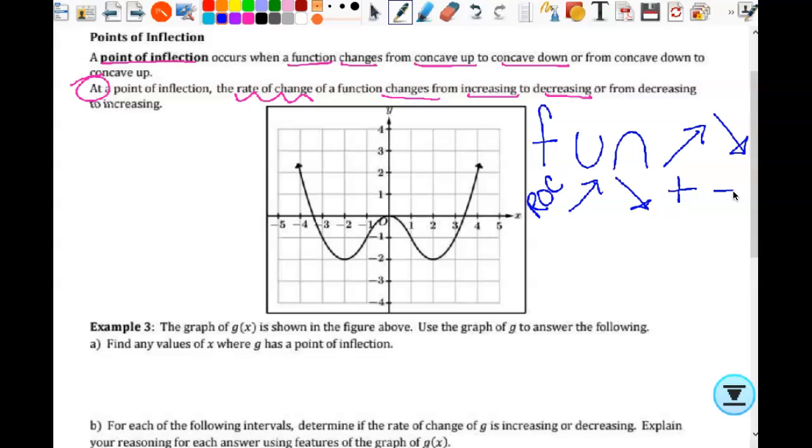Let me ask you some questions about this function. Let's just talk about what's happening with it. I'm starting here. My function is decreasing, then increasing, then decreasing, then increasing. Does that make sense? When I'm talking about my function increasing and decreasing, what part of the function am I talking about? Not the rate of change.